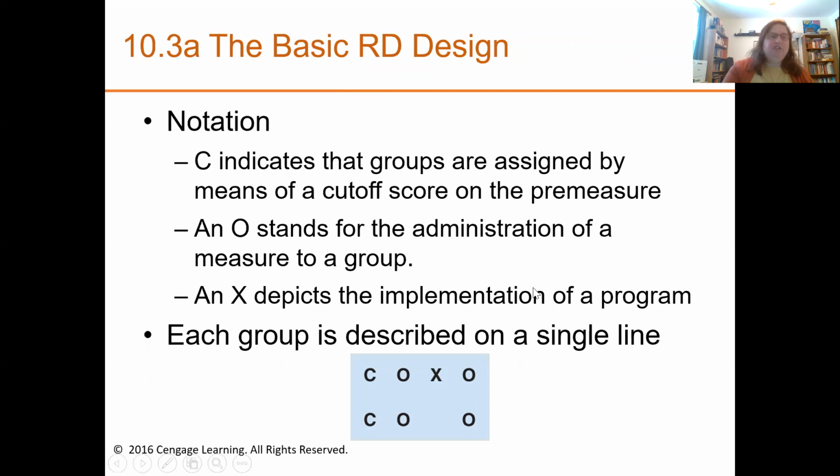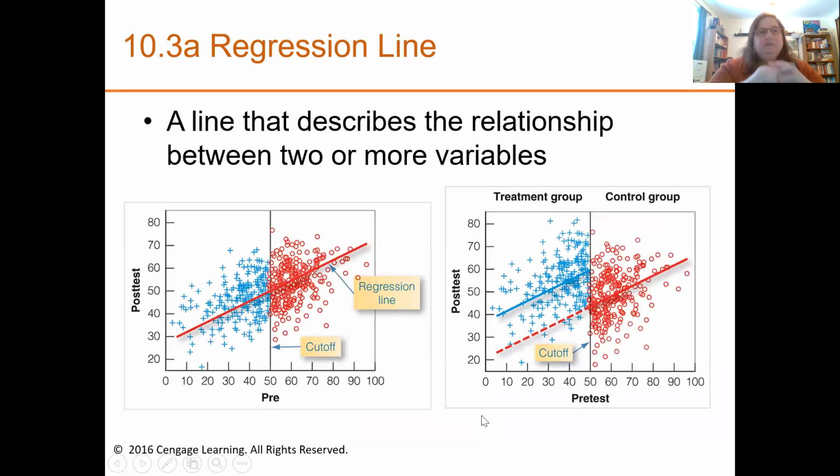So let's look at the notation here. Now, C indicates that groups are assigned by means of a cutoff score on the pre-measure. And O stands for the administration of a measure to a group. X depicts the implementation of a program, and each group is on a single line. So we're kind of used to this. This is the only part that's really new, the cutoff piece. So we have them going to different groups depending on their cutoff. This group gets the program, OXO. This group does not, OO.